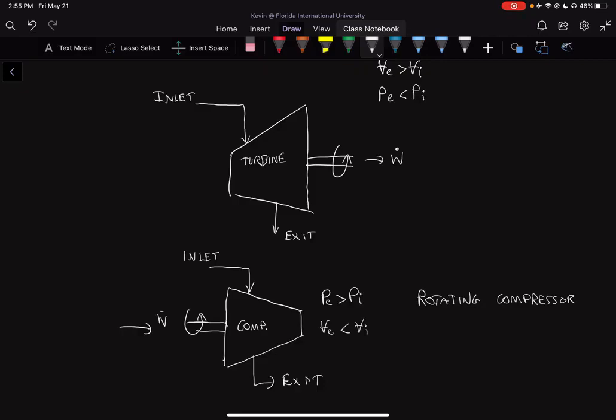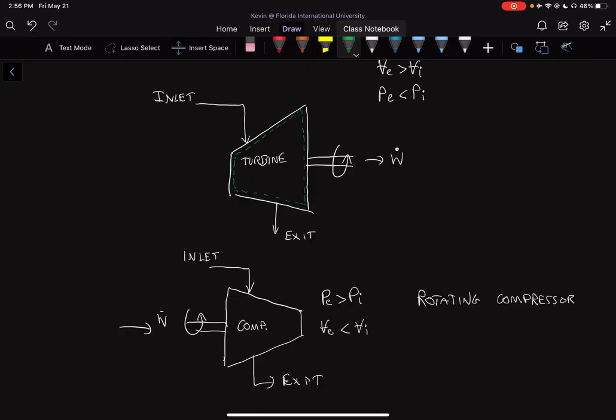The first law analysis for this system looks at a control volume that is determined by the green lines that I'm drawing right now. We see that we have one inlet, one exit, and now we also have some power out of the system for our turbine. For our compressor, we have some power into the system.